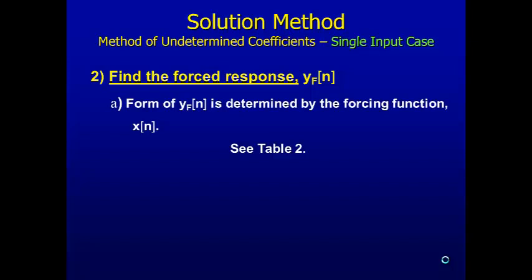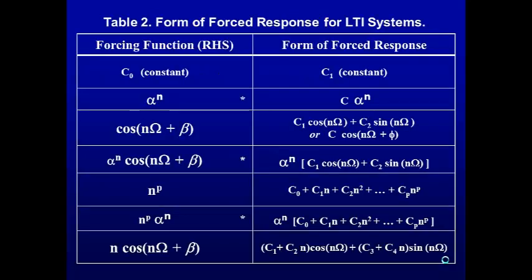Y_f of n. Where do I get that from? See table 2. It says, if you put in this shape for an input, here's the shape of your forced response. If I put in this shape, here's the shape of your forced response. For indexes n greater than 0, we put in a constant: x of n equals a constant.